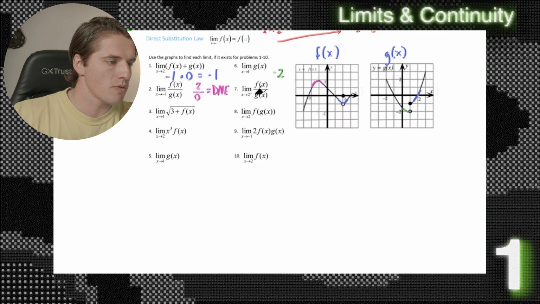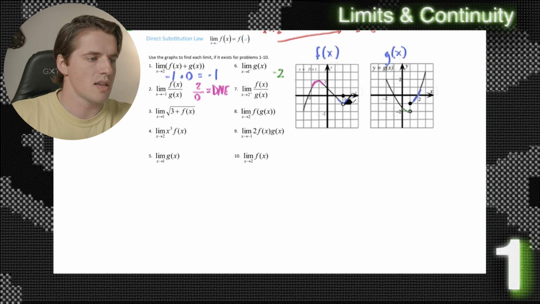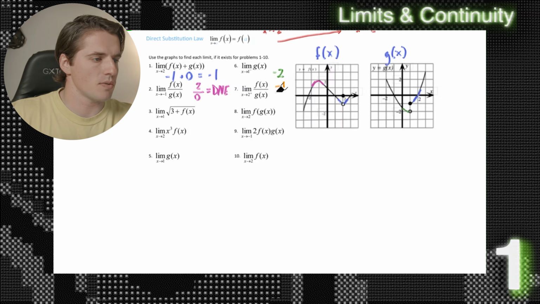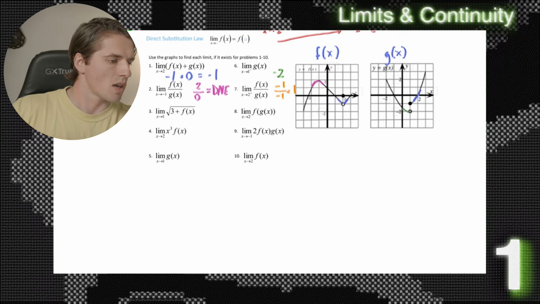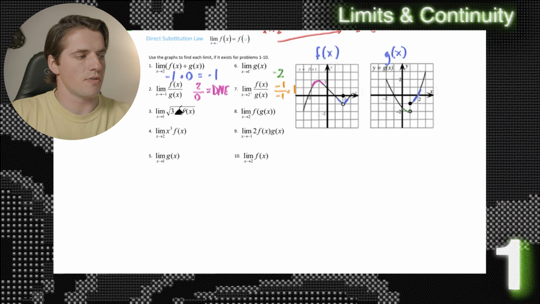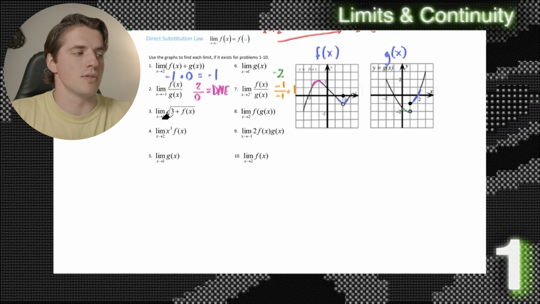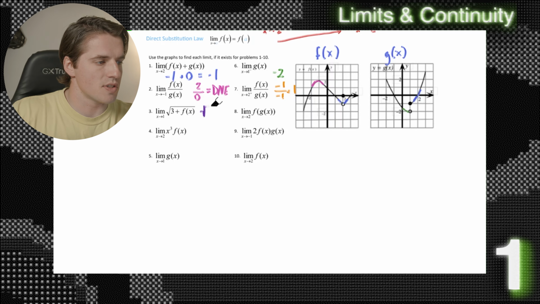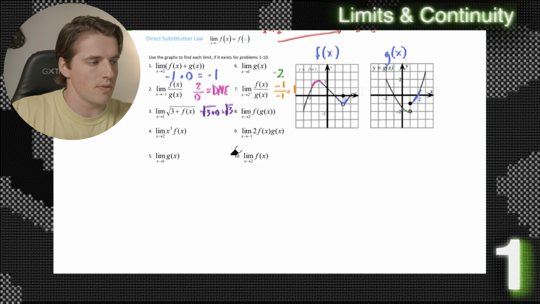As we go to 2 from the right of f of x over g of x, 2 from the right is -1 of f of x, and of g of x, it is also -1. So this is 1. All right, keep on going. The limit as x goes to 1 of the square root of 3 plus f of x. So we're just inserting this limit on the inside. So the limit as x goes to 1 of f of x is 0. So this is the square root of 3 plus 0, or just root 3.